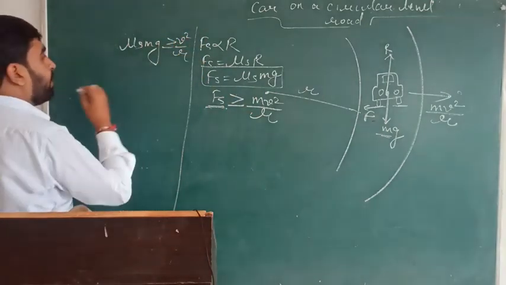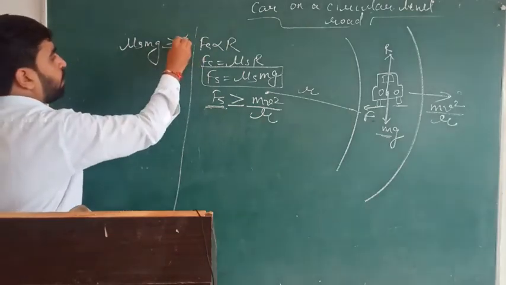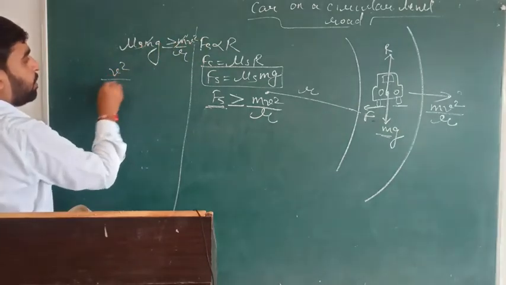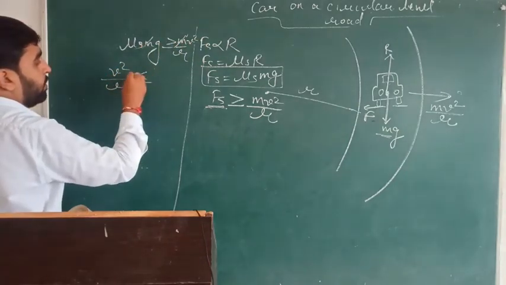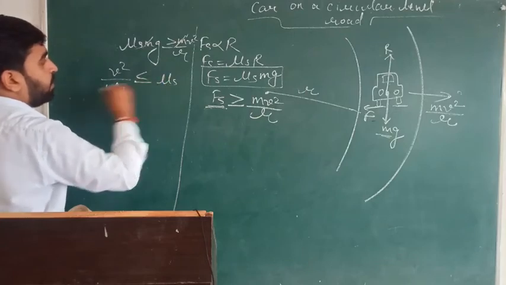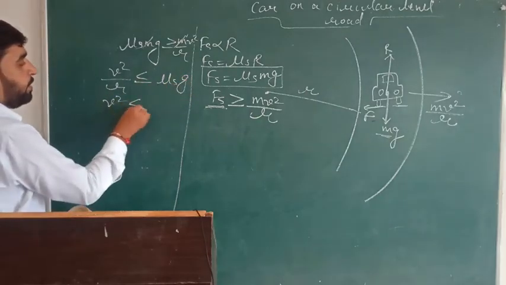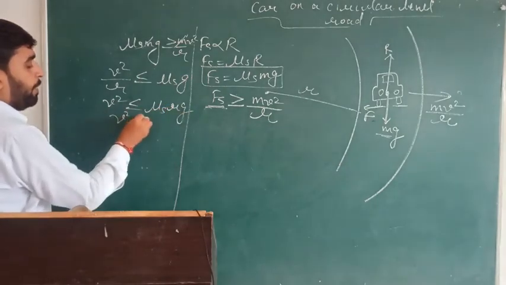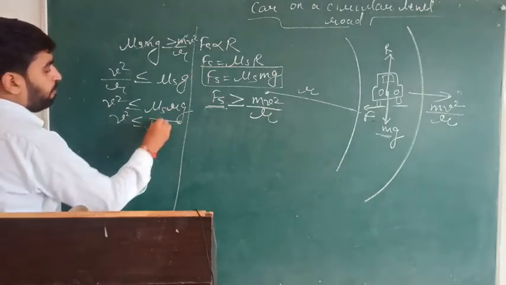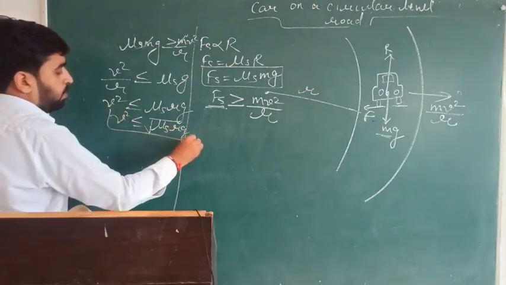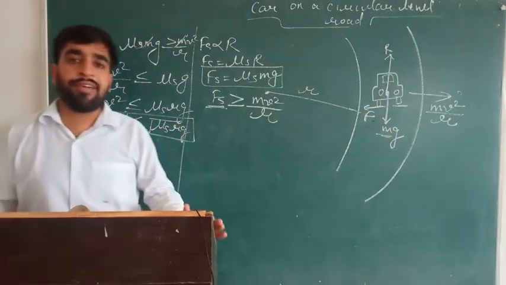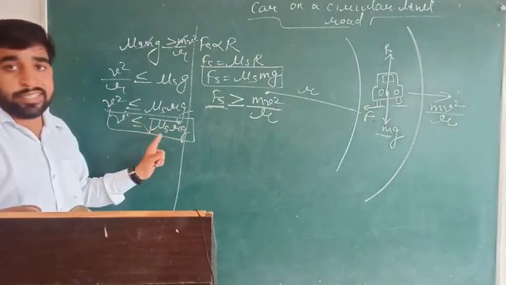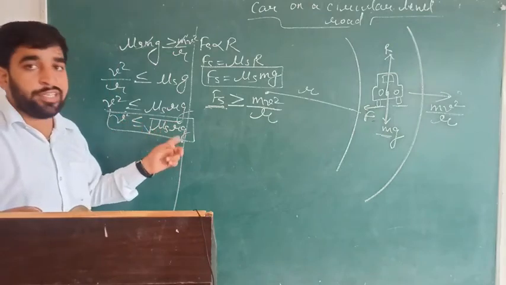Now what will be the condition? In mv square upon R, m and m cancel out. So v square upon R is less than or equal to μs into g. So v square is less than or equal to μs rg, and v should be less than or equal to under root μs rg. So while driving the car, we should make sure that our velocity does not exceed this value, that is under root μs into rg.